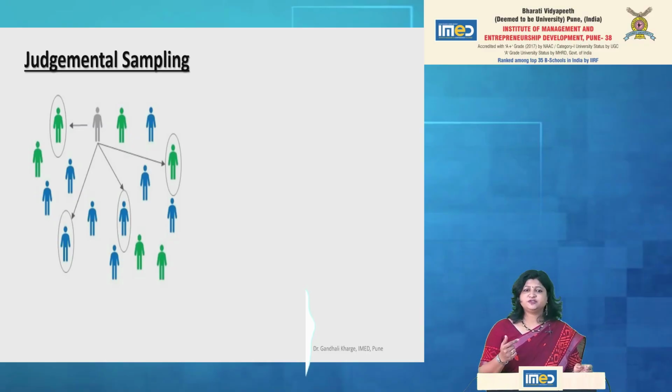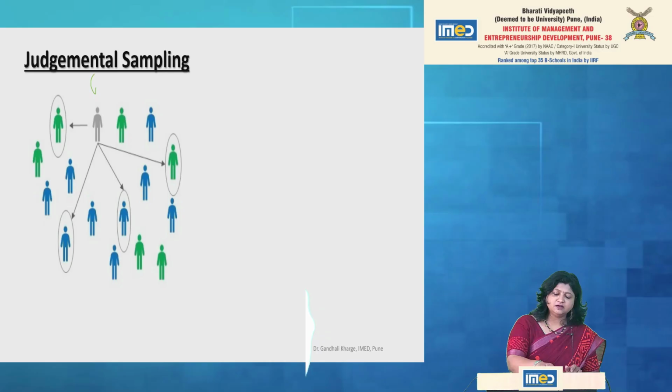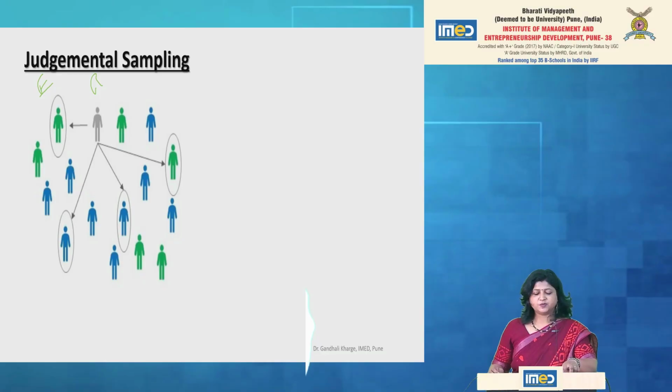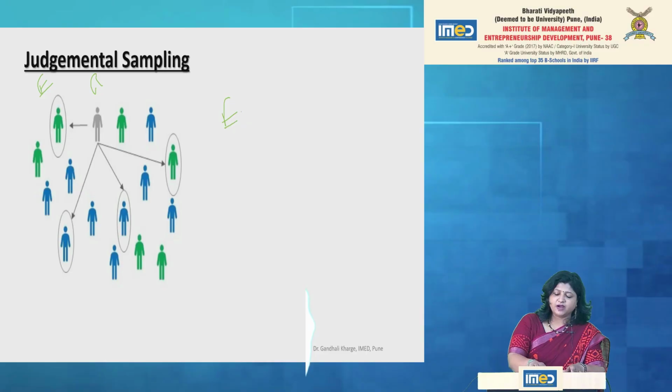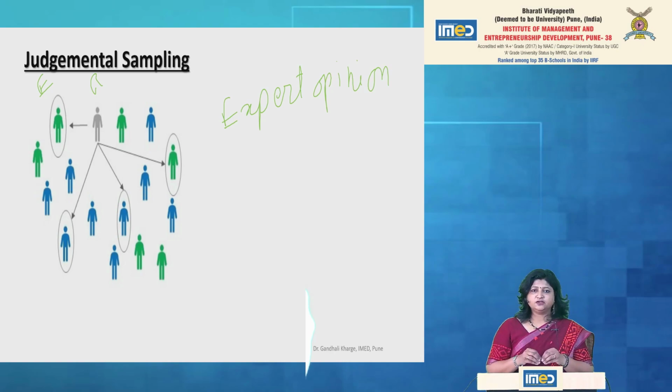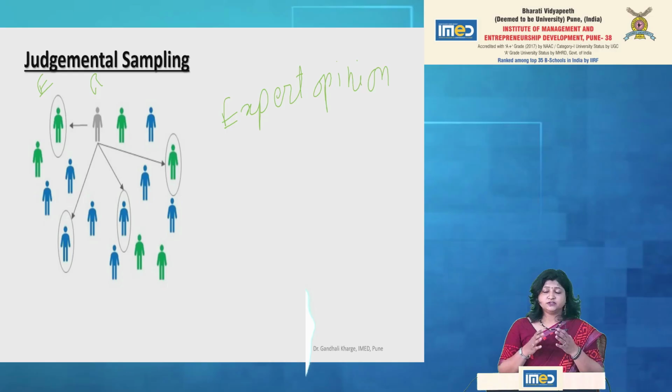Then again, judgment sampling. Now here there is a researcher and an expert, okay. So according to the expert, the researcher is collecting the data from the respondents, meaning here expert opinion matters. The decision of where to collect the data from is totally on the basis of the opinion of experts, and the researcher collects the data according to that. That is nothing but judgmental sampling.